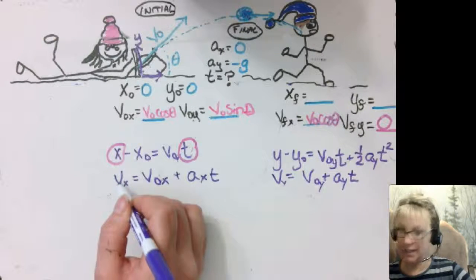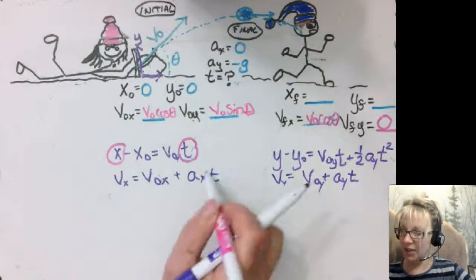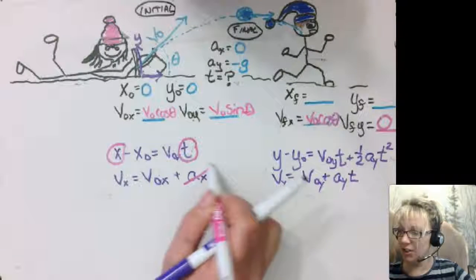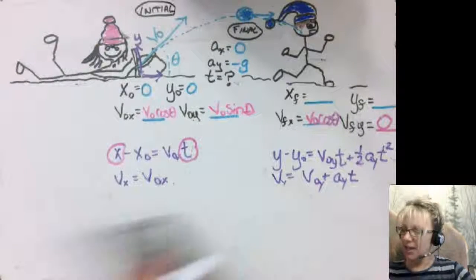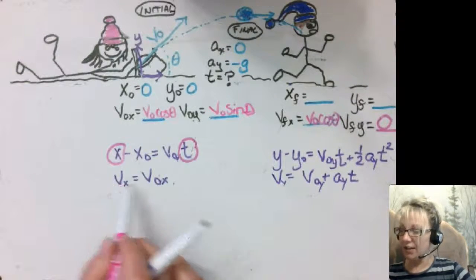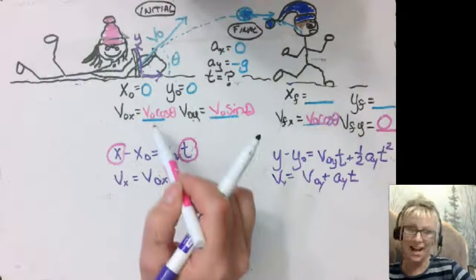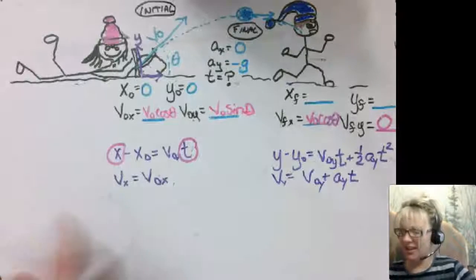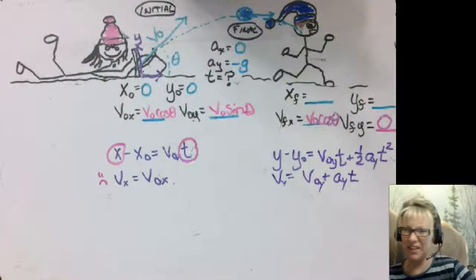We know the initial velocity in the x direction. The acceleration in the x direction is 0, so that entire term is going to cancel right out, leaving us with final x is equal to initial x. Look at this. We already knew that. So this equation is not very helpful to us. It already gives us something that we knew.